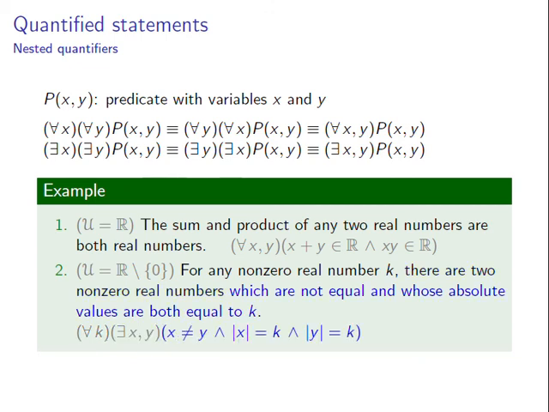The predicate specifies the conditions satisfied by x and y, which are that they are not equal and their absolute values are both equal to k. This is equivalent to the conjunction of the three statements x is not equal to y, the absolute value of x is equal to k, and the absolute value of y is equal to k. This is the sentence written in symbols.